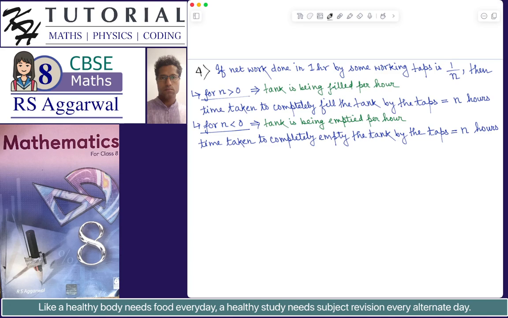And if n is less than 0, that is, if n is negative, then it means that per hour water is being emptied from the tank. So in that case, we can say that the time taken to completely empty the tank by the taps will be n hours. I hope you have understood this concept.